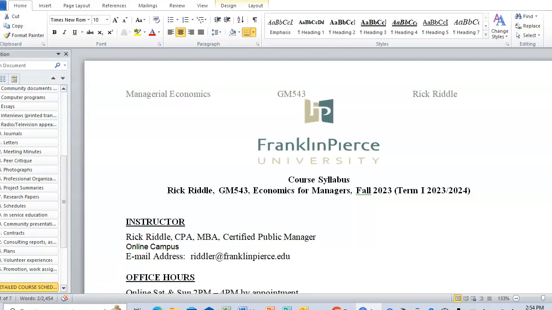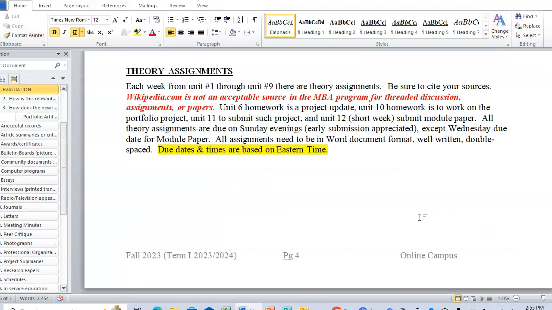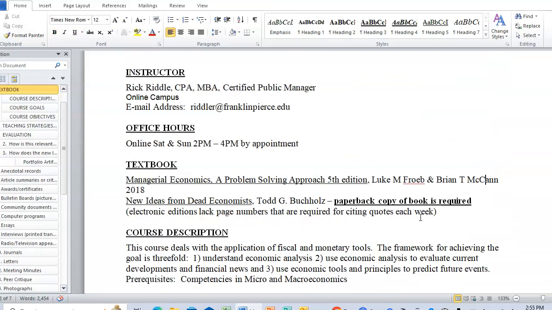In terms of what's required for this class, there are two textbooks required. The first one is Managerial Economics, a Problem-Solving Approach, the 5th edition by Froeb and McCann. You can use either an ebook or an actual physical copy of the book. Either one of those will work for this particular class.